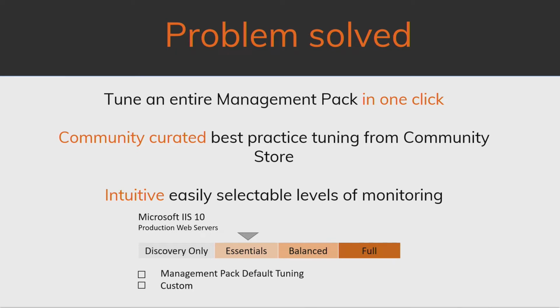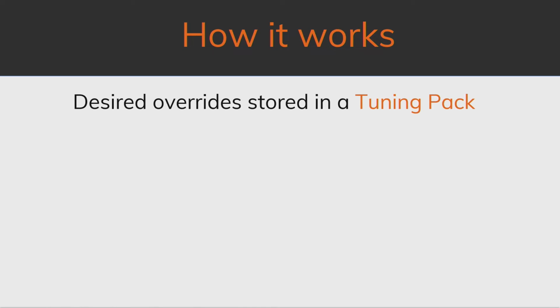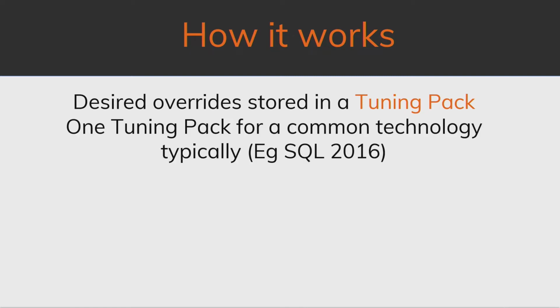Per group is recommended, per object is not, but sometimes there is a need to do that. So how does it work? The desired overrides are stored in what's called a tuning pack. You would typically have one tuning pack for a common piece of technology, for example, SQL 2016.